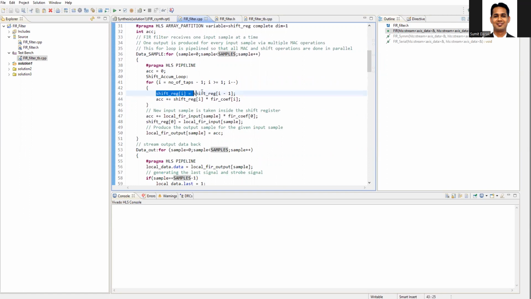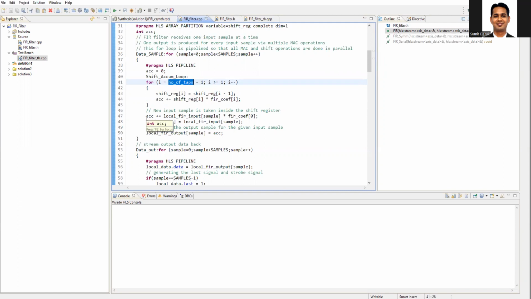In this for loop, I'm doing the shift operation because whenever I receive the new input, I need to shift the data inside the shift register. So I'm doing the shift operation. I am doing the accumulation operation, the MAC operation, multiply and accumulate operation. Okay, so I'll do this for the data which is already present in the FIR filter.